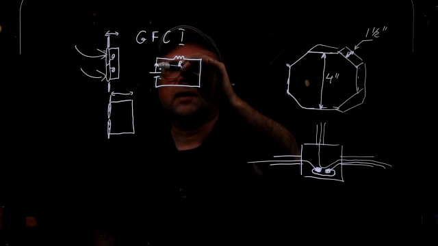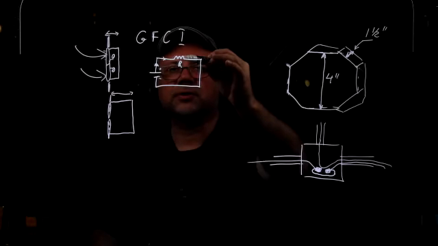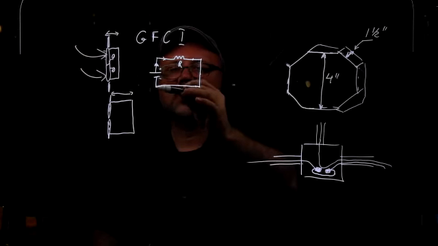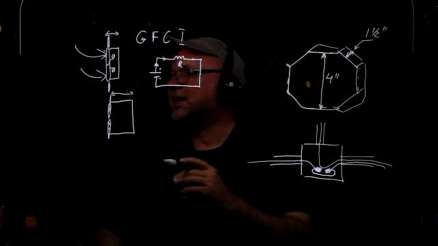So this current at this point is the same as the current at this point, the same as the current through this resistor, the same as the current here. Anywhere in that single branch circuit, the current is going to be the same because it has nowhere else to go.